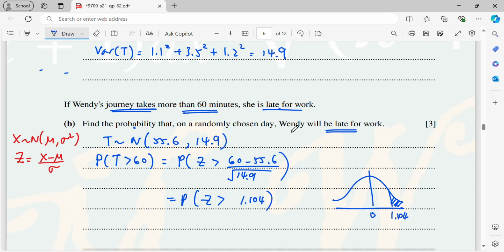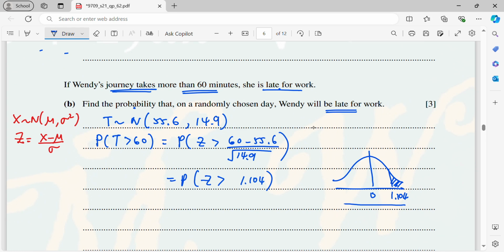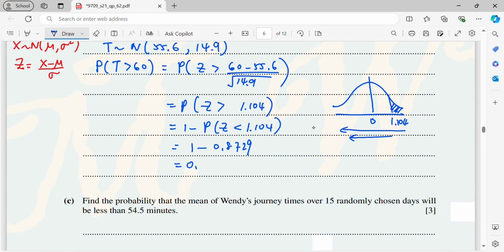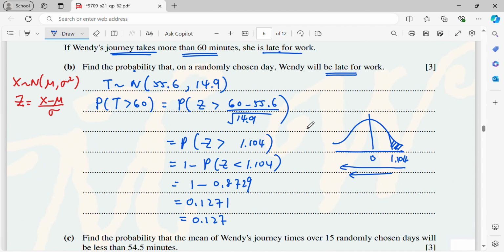So the region towards the right side is basically 1 minus all previous regions. So I will write 1 minus P(Z < 1.104). And the probability can be found using the table. That is 1 minus 0.8729. Then you will be getting 0.1271, and rounded to 3 significant figures, that will be 0.127. Okay, so that is the solution of part B.